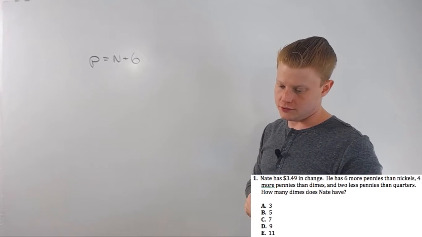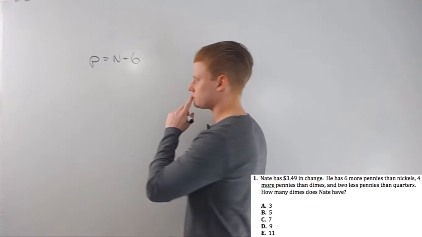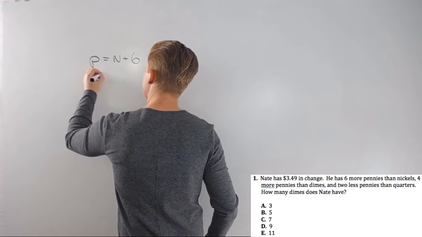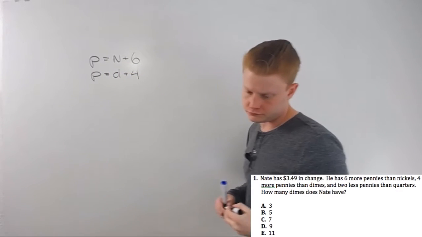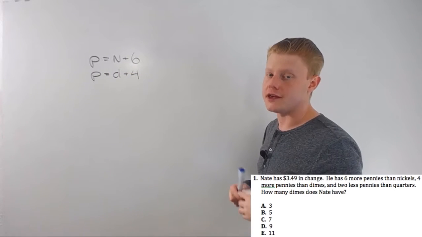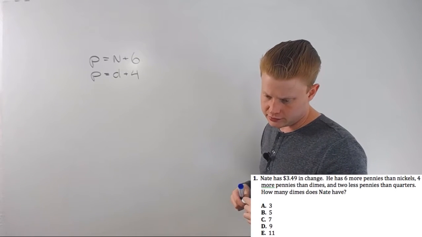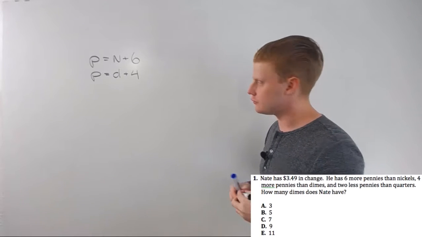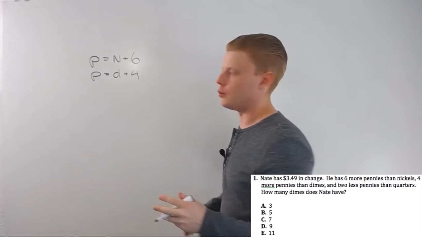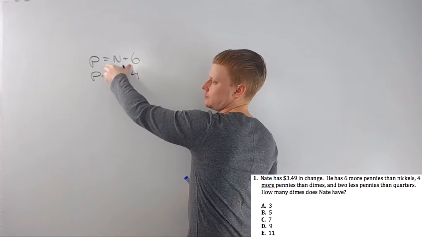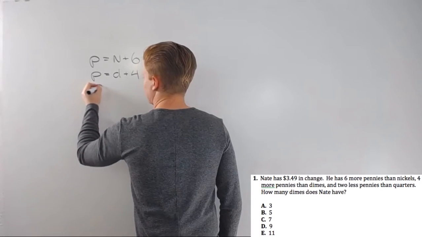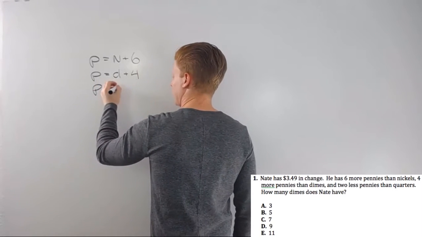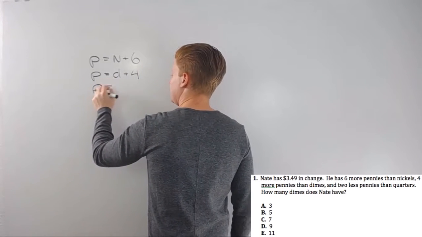Second equation, 4 more pennies than dimes. Again, he has more pennies, so the 4 goes with the dimes. 2 less pennies than quarters. Now, I could write this a couple ways. Obviously, I could write these equations in terms of nickels or whatever, too. But I may do this, just because I have everything in terms of P right now. He has more quarters right now, so I need to subtract quarters from pennies.